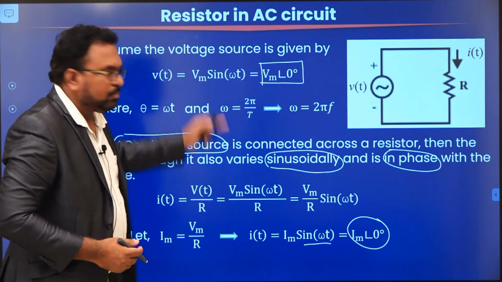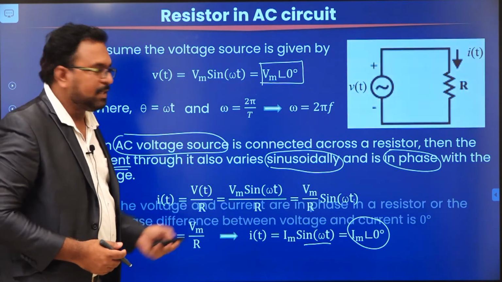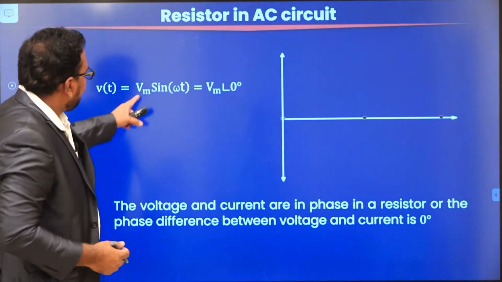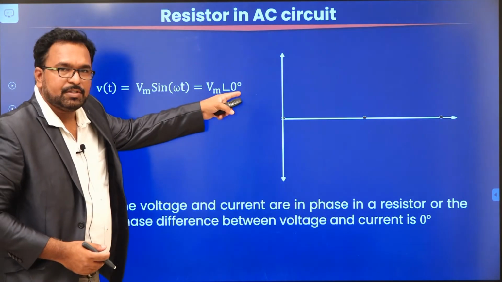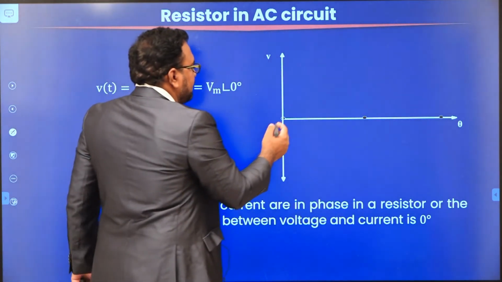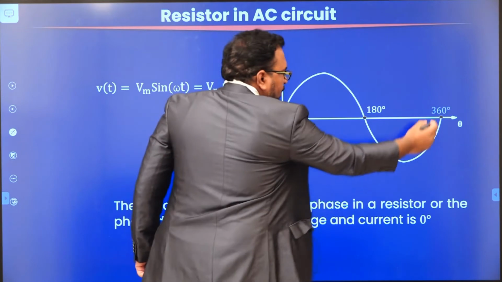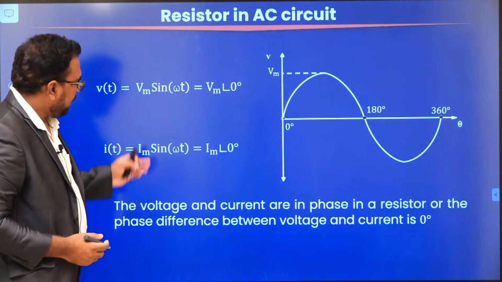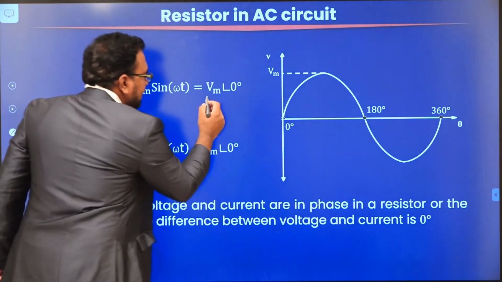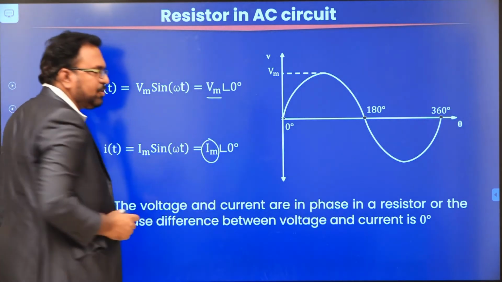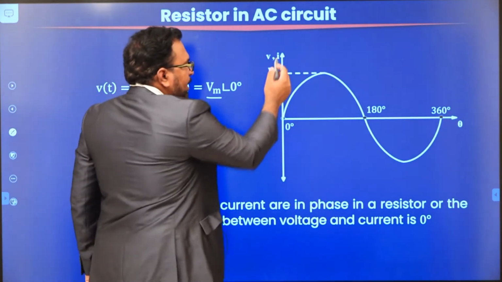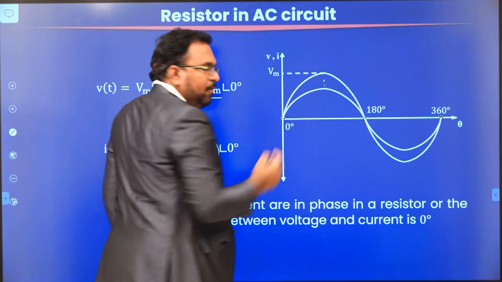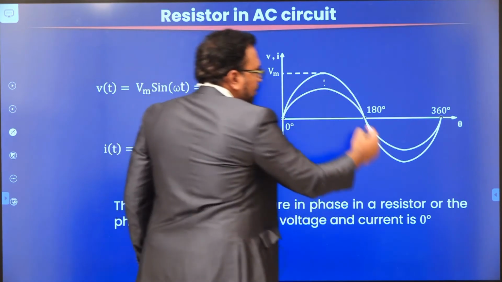Now these two expressions, the voltage expression and the current expression, can be represented using waveform notation like this. So Vm sin omega t is nothing but Vm at an angle of 0 degrees. That means the waveform will start at 0 degrees and go for one cycle. The current waveform is also the same, only the magnitude is different. Here the magnitude is Vm, but here the magnitude is Im. The current waveform starts at 0 degrees, reaches maximum at the same point where the voltage reaches its maximum value, and it follows the voltage waveform.